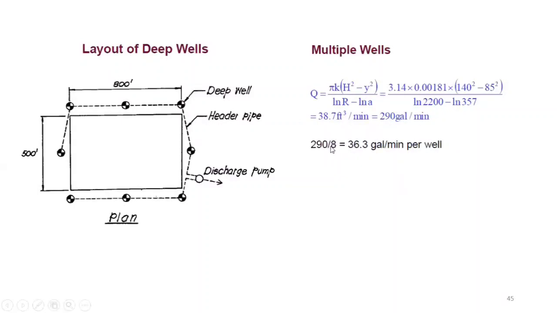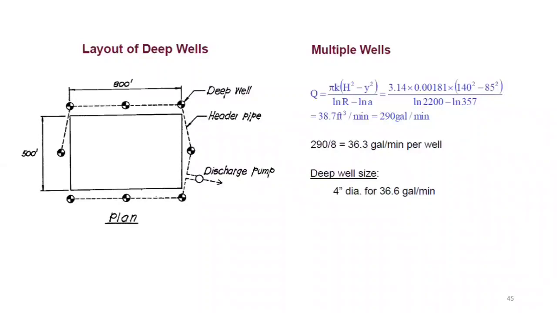Then if you divide it by 8, this is the capacity of the pump, the well you require for each deep well. So 290 divided by 8 deep wells. So each pump in the deep well should have a capacity of at least 36.3 gallons per minute.